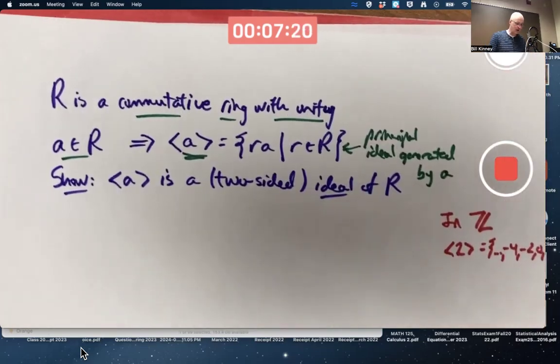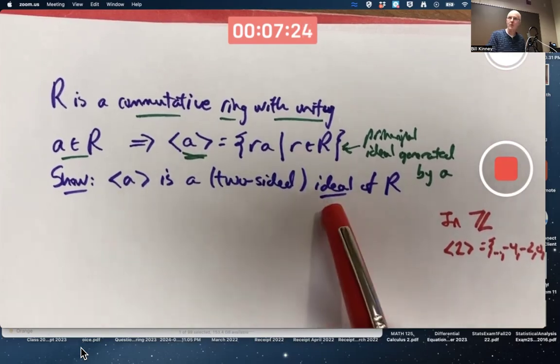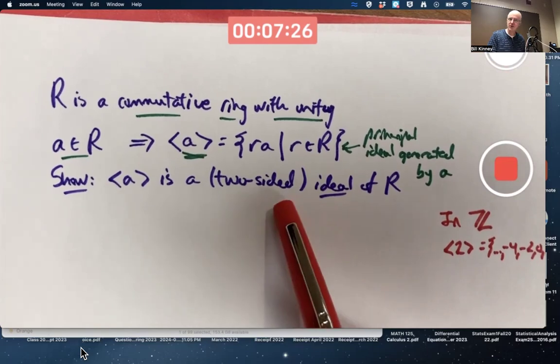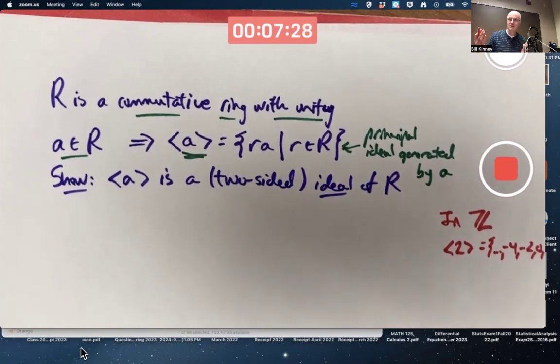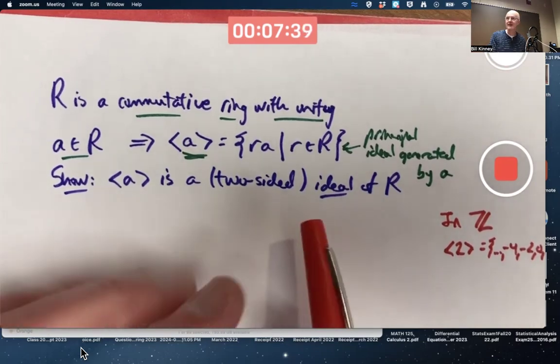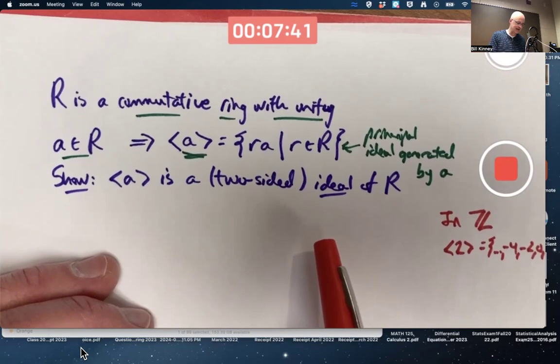Anyway, our goal is to show this is an ideal of R, two-sided in parentheses. We only consider two-sided ideals in this class. There are one-sided ideals in ring theory, but we're just going to often keep ourselves to commutative rings, and then one-sided ideals are actually the same as two-sided ideals.